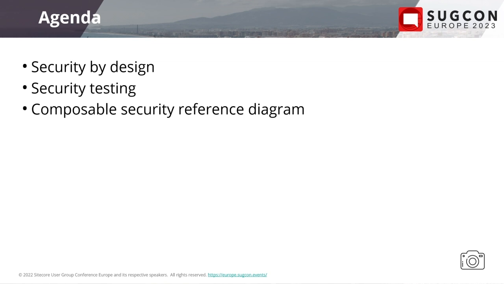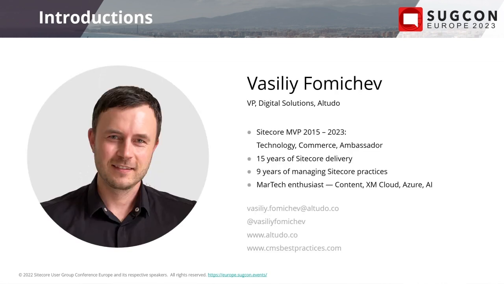So we'll start with a quick round of intros. My name is Vasily. I'm a VP of Digital Solutions at Altudo. Been in the Sitecore space, gosh, for over 15 years. Been a Sitecore MVP for the past 8 years across all 3 categories: tech, commerce, ambassador. I've been leading Sitecore practices for the past 9 years, and really at heart, I'm passionate about technology and marketing tech.